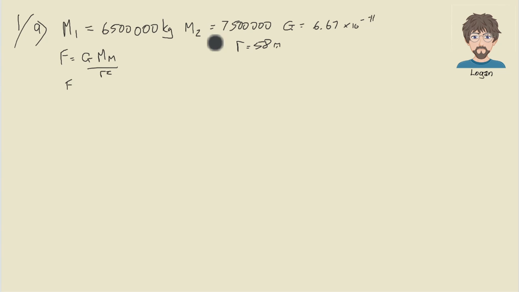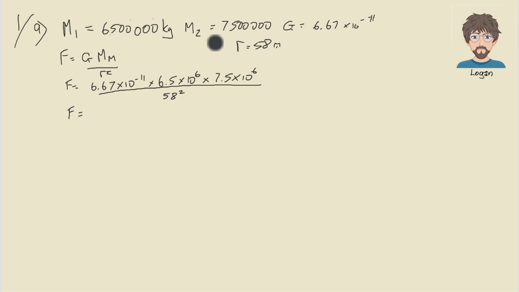So F equals 6.67 times 10 to the minus 11. We're going to do a quick conversion of these into scientific form. We're going to move the decimal point 1, 2, 3, 4, 5, 6 spaces to put it here. So times 6.5 times 10 to the 6, and do the same thing to this one, times 7.5 times 10 to the 6, all divided by 58 squared.